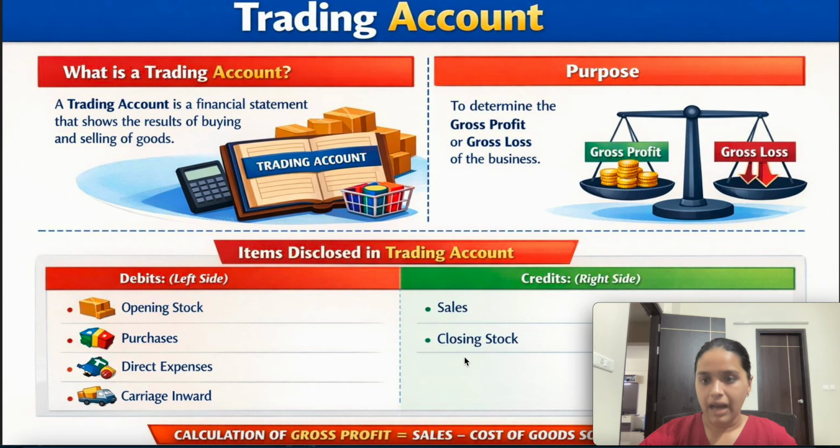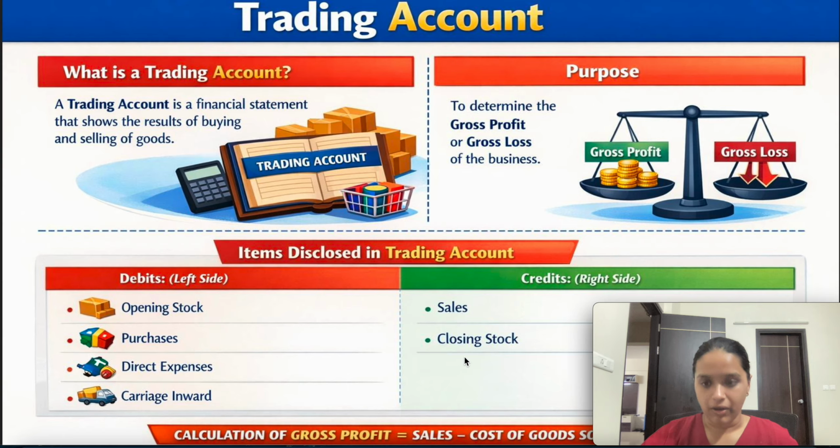So in today's class we will discuss the trading account. What is a trading account, how we can prepare it, what is the purpose behind the trading account, and what all are the items that we need to disclose in the trading account. So trading account is a statement where we can show all the direct income and direct expenses so that we can arrive at the gross profit.